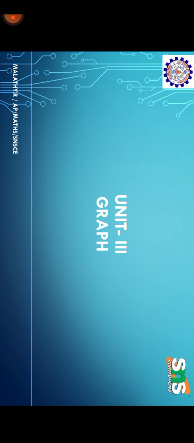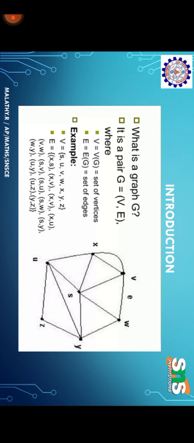First, I want to say what a graph is. A graph is nothing but a pair of vertices and edges. We can denote vertices by the letter V and edges by the letter E. Then we can write V equal to V of G, which means the set of vertices. In this graph we have V, W, Y, Z, U, X. Those are all the set of vertices.